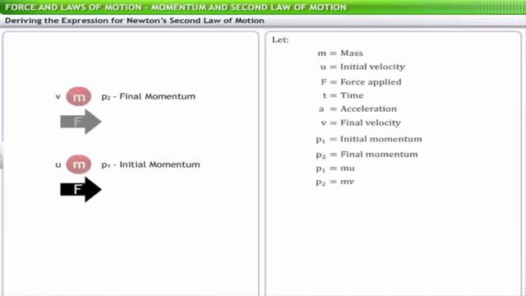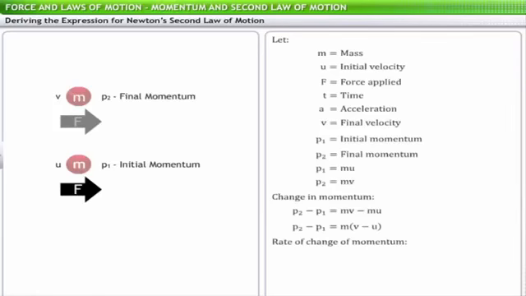P2 is equal to mv. Hence, the change in momentum, P2 minus P1, is equal to mv minus mu, or m multiplied by (v minus u). The rate of change of momentum is the ratio of change in momentum to time. That is, m multiplied by (v minus u) divided by t.